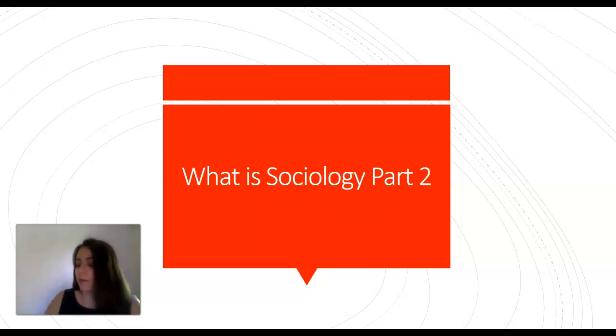So in this part, we're going to focus mostly on the beginnings of sociology. Where did we start as a discipline? What kinds of things were we interested in back then? And then how did sociology develop over time?